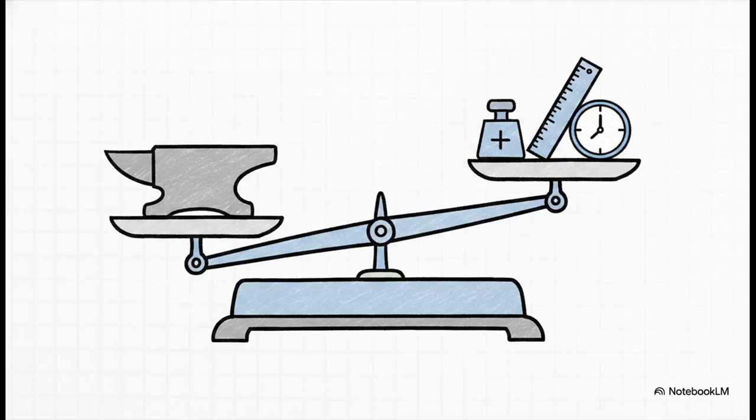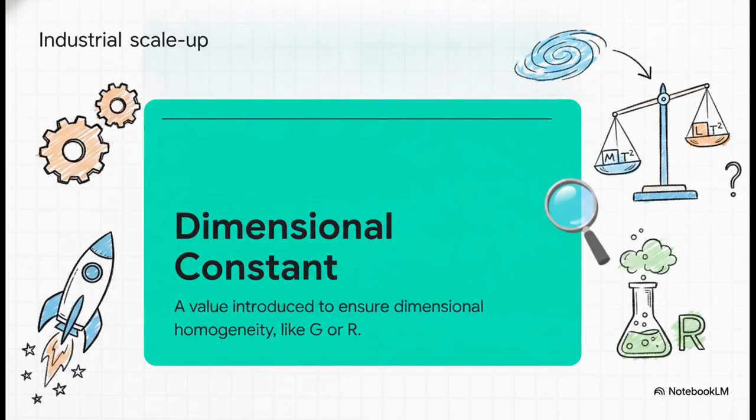Well, in the second law of motion, when you multiply mass by acceleration, you get the derived dimension for force. That's mass times length over time squared. It just naturally balances out perfectly. But the law of gravitation, that doesn't naturally balance to mass times length over time squared.